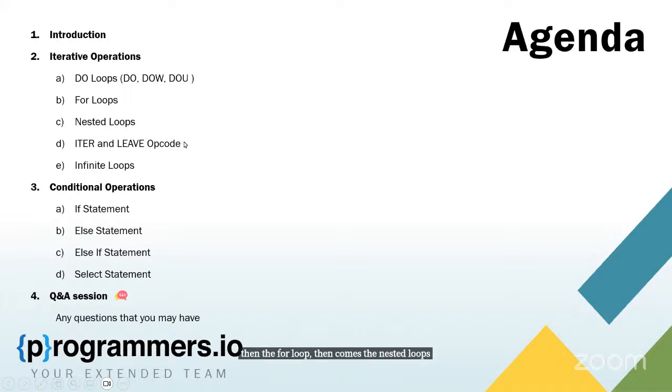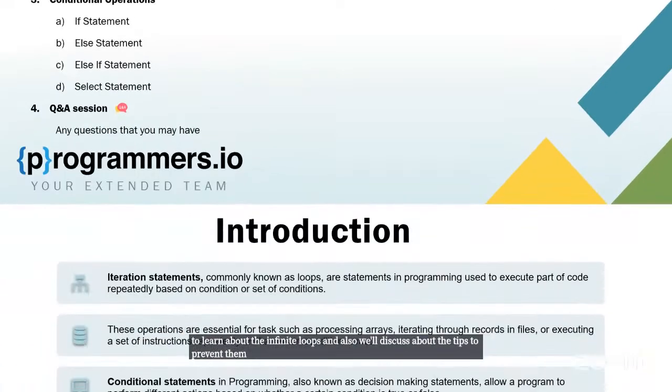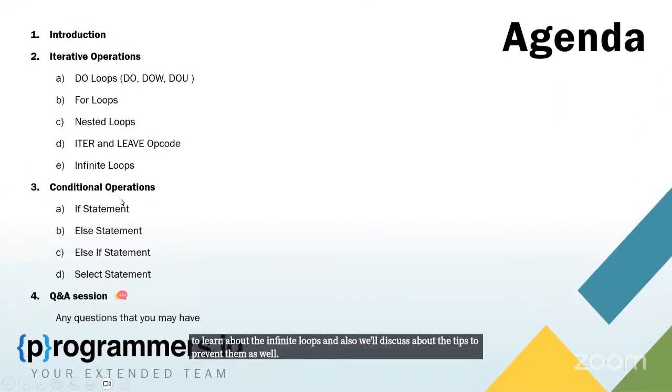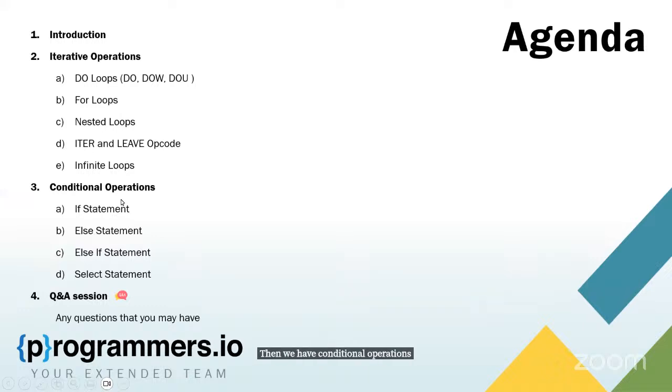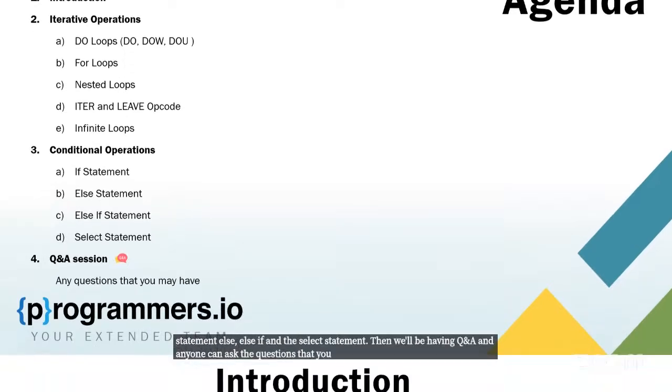Then we'll also discuss the control flow statements, that is iter and the leave opcode. Then we'll also get to learn about infinite loops, and also we'll discuss tips to prevent them as well. Then we have conditional operations as well, which is bifurcated into the if statement, else if, and the select statement. Then we'll be having Q&A, and anyone can ask the questions that you may have.